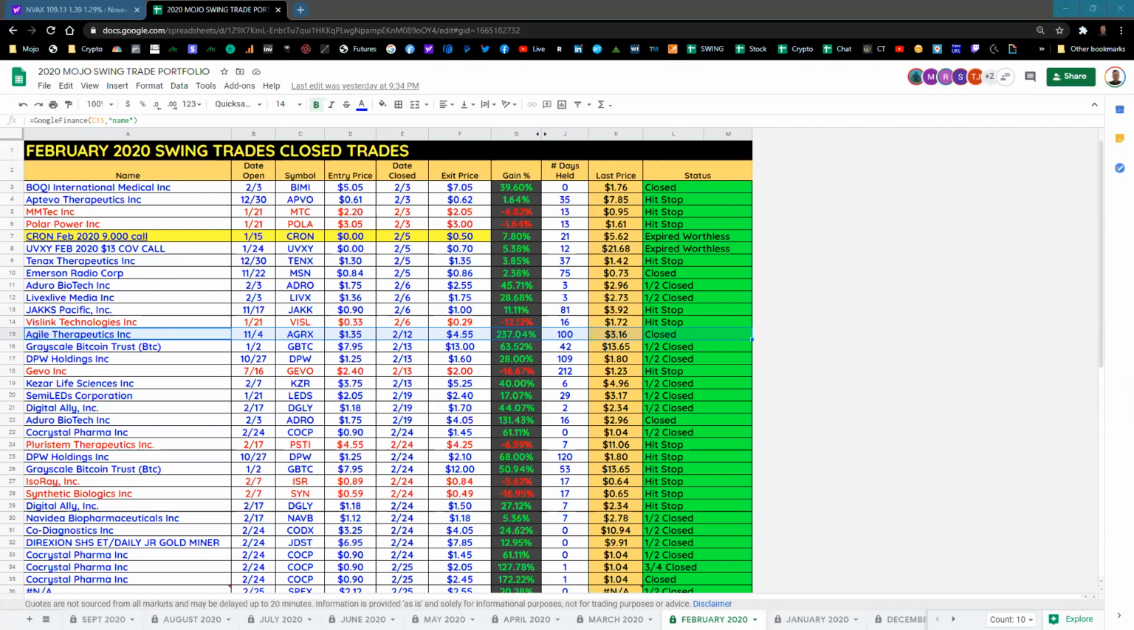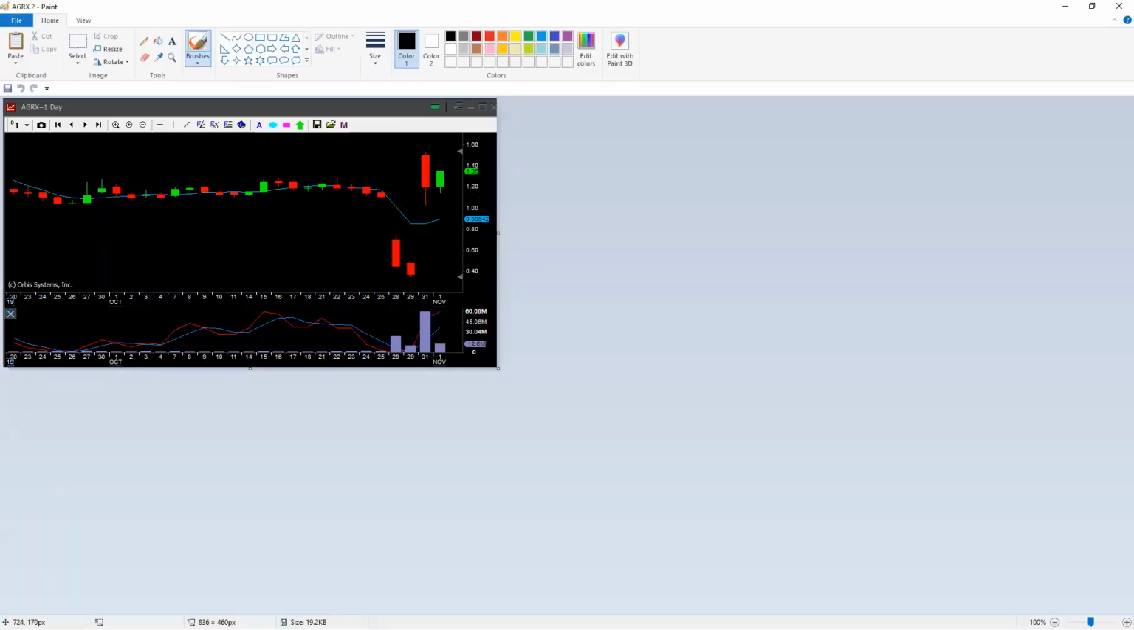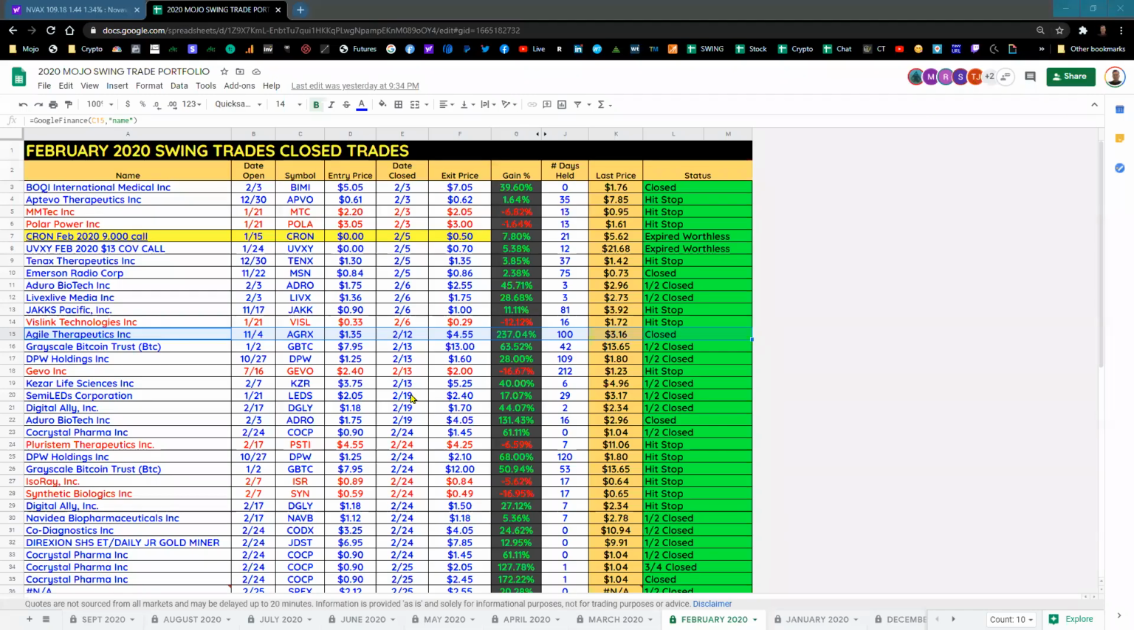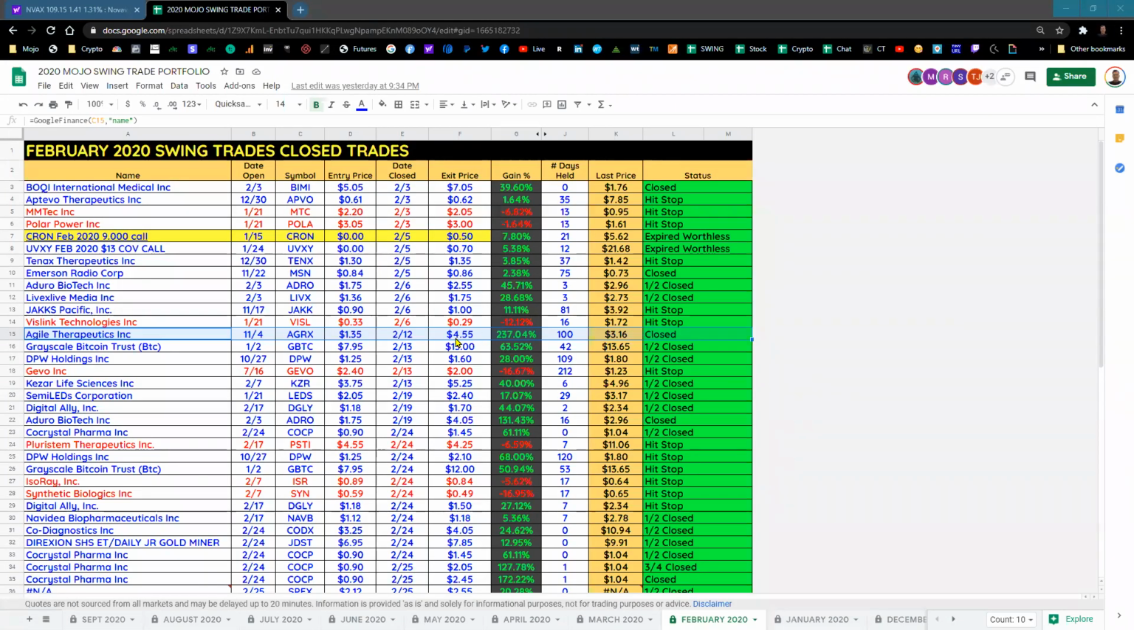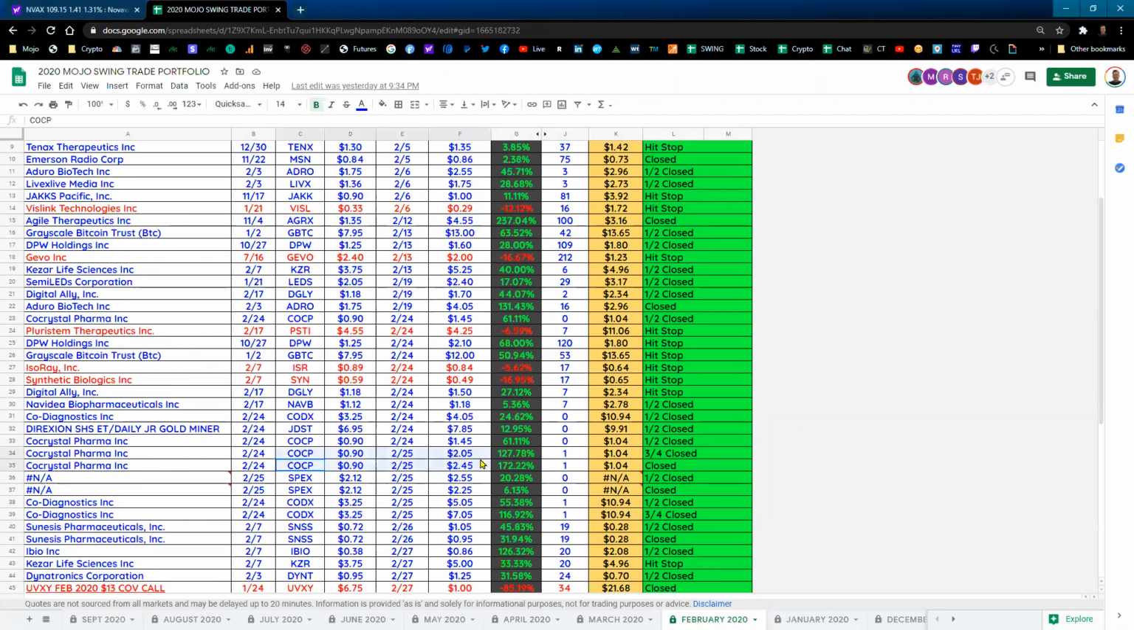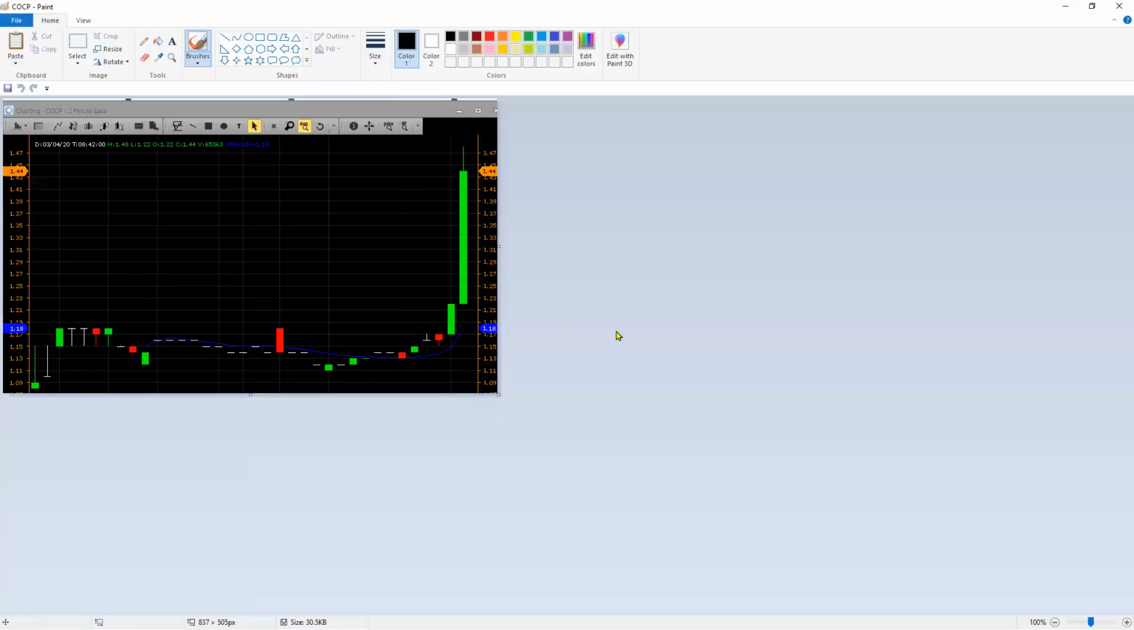It was in the 329 newsletter. No, it was traded right here in the Mojo room at $1.35. That's what it looked like in the morning. 202,000 shares, AGRX. The stock went to $4.55. Another big one was COCP. COCP. Right here. It went in the Mojo room.